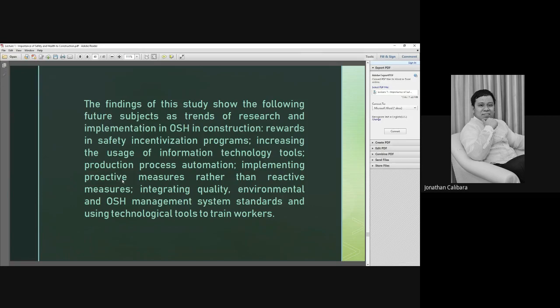A good approach, where they are helped first so they are better protected for doing such work. The next is integrating quality and management standards and using technological tools to train workers. So it's all about tools, trainings, knowledge, and regulations, education also.